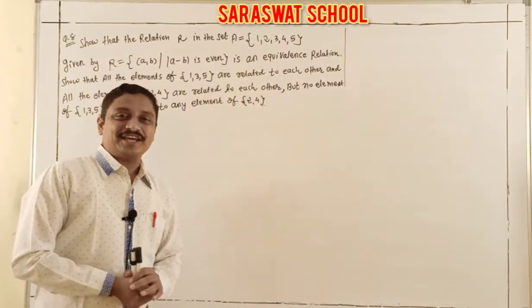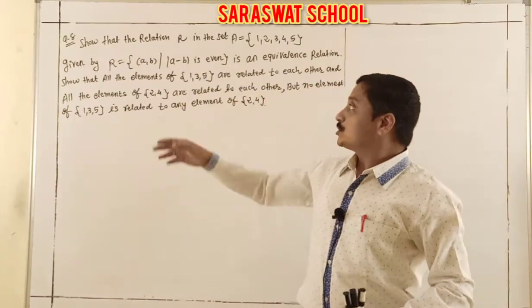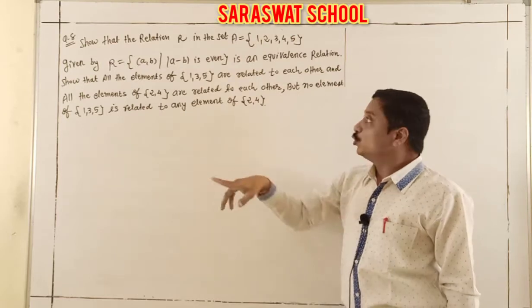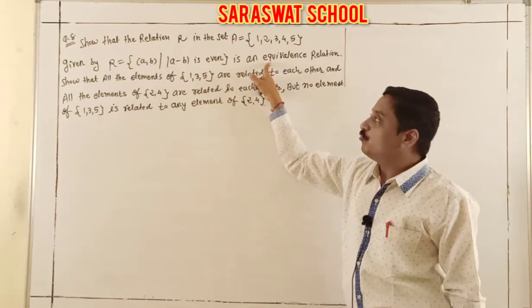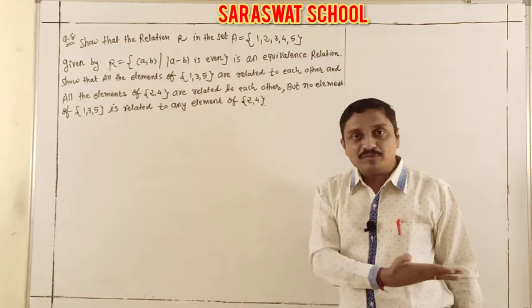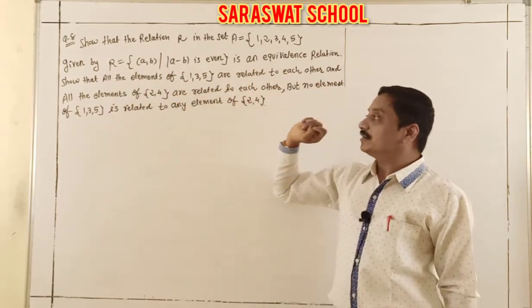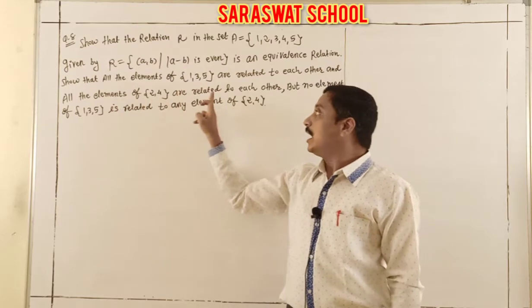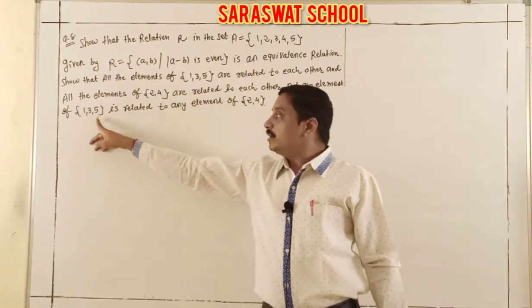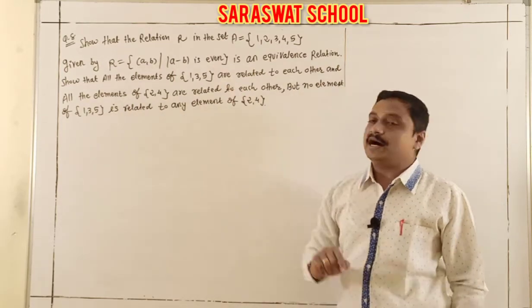Now continue, students, next one, question number 8. The previous 7 questions are ending. Now show that the relation R on the set A of numbers 1 to 5 is an equivalence relation for the condition A minus B is even. Then after proving, show that the elements 1, 3, 5 are related to each other and all the elements 2, 4 are also related to each other in the relation R. But between the two groups 1, 3, 5 and 2, 4, no elements are related under R.